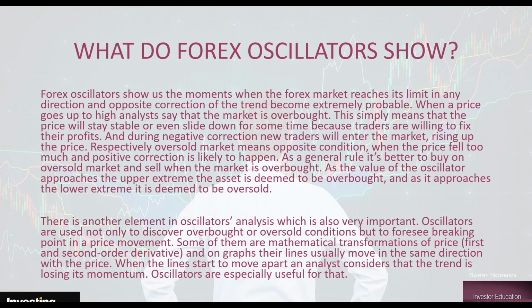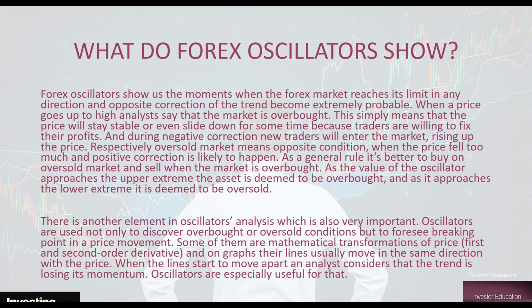As a general rule, it's better to buy on oversold markets and sell when the market is overbought. But again, these are not signals to enter the market. These are indicators that something is likely to happen. As the value of the oscillator approaches the upper extreme, the asset is deemed to be overbought. So it's just reaching that extreme. Okay, so it's not telling you when it's going to tip. It's telling you it's getting too heavy and going to tip, but it can't predict when that tip will happen.